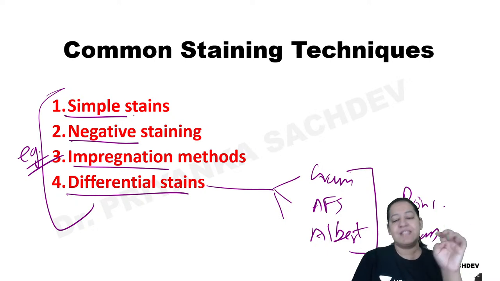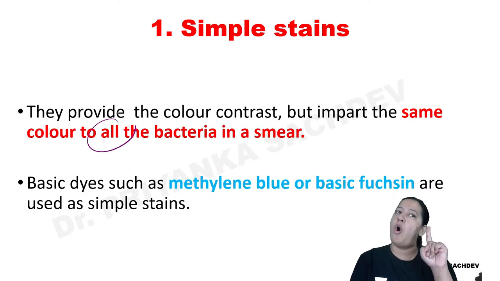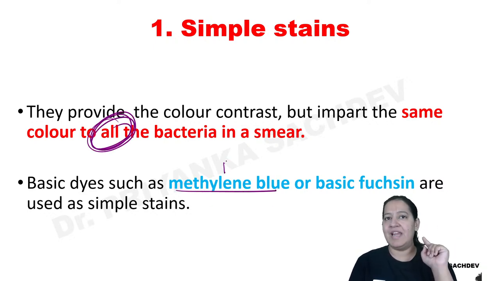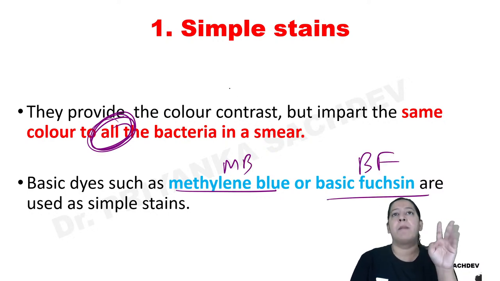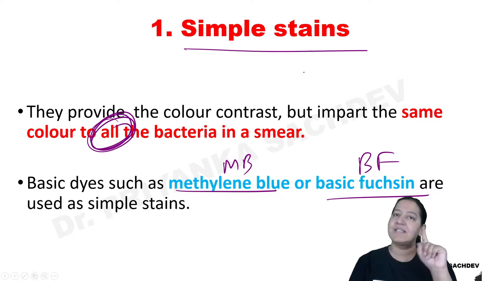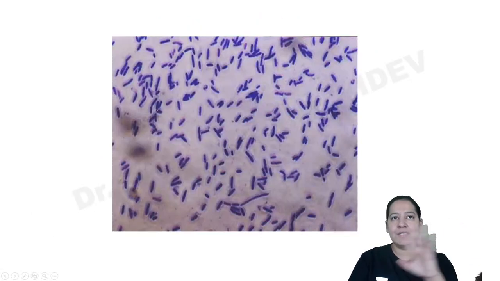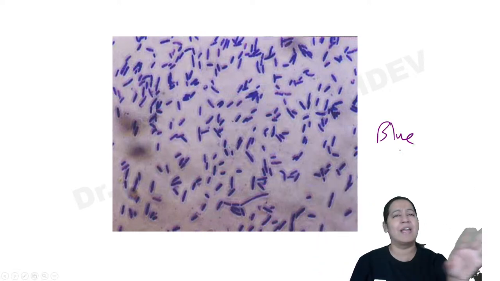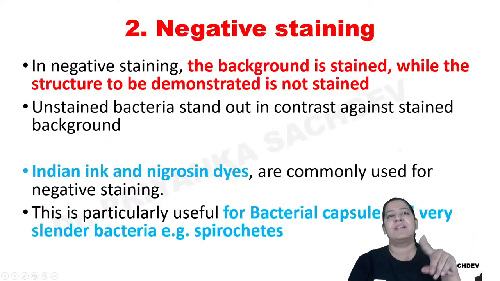Okay. Starting with simple stain. A simple stain is that stain which gives one color to all bacteria. All bacteria will have the same color. Examples are methylene blue and basic fuchsin. Methylene blue and basic fuchsin are the two examples of simple stain. All bacteria the same color, that's why it is known as simple. You can see all bacteria are blue, whether gram positive, gram negative, acid fast positive, acid fast negative, all are blue. That is simple stain.